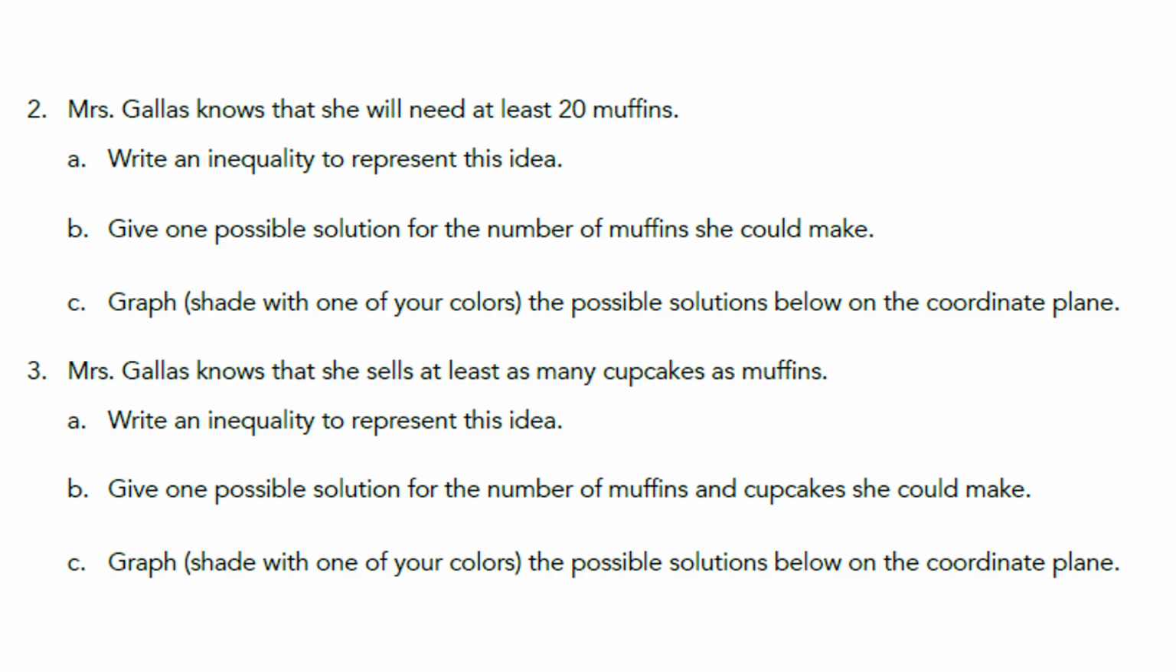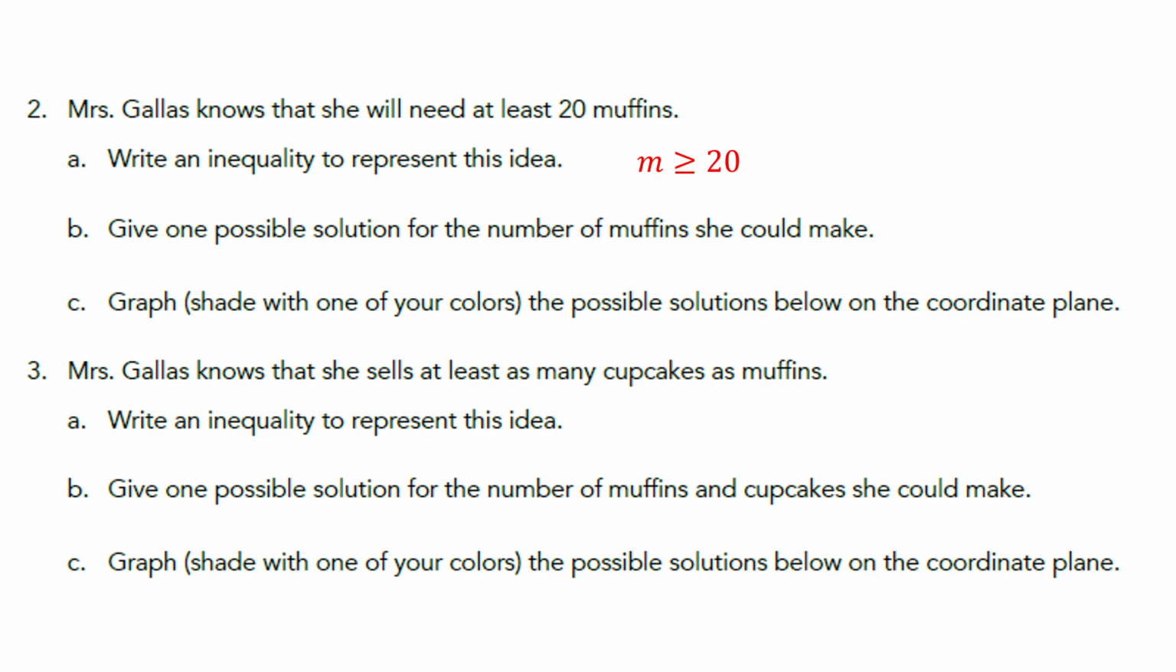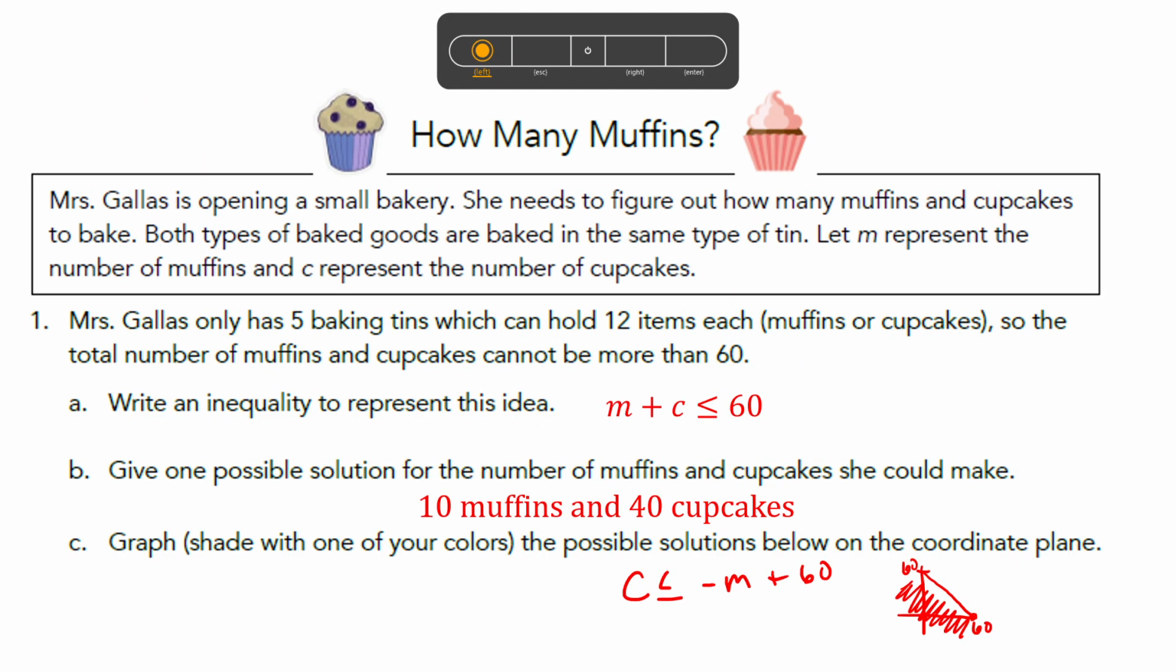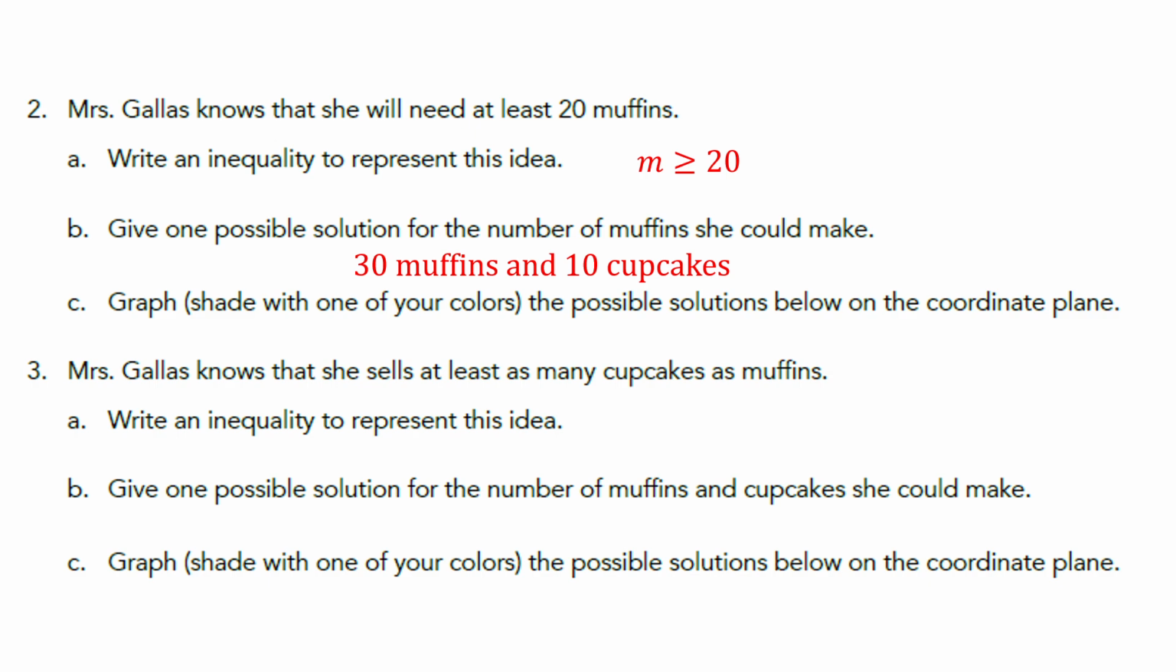Mrs. Gallus knows that she will need at least 20 muffins. So that means M has got to be greater than or equal to 20. Give one possible solution for the number of muffins she could make. Well, she's still got to be less than 60 total, but she needs at least 20. She could make 30 muffins and 10 cupcakes. That means she has more than 20 muffins, but she has less than 60 total. Again, there's almost infinitely many solutions here.